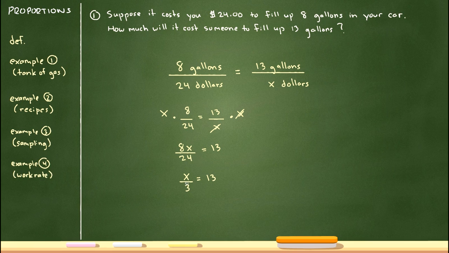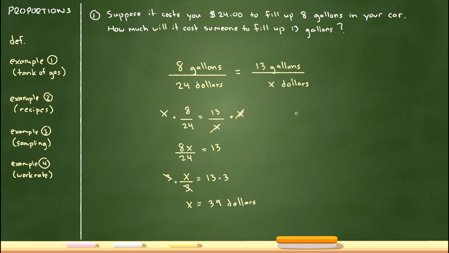So now we have this. We're trying to solve for x, so we need to get rid of the 3 here. So we would multiply by 3 on both sides. So we have x is equal to 39. And the units on there is dollars. And that's the answer we expected, right? Because if it's $24 to fill up 8 gallons, that's $3 per gallon. So we would expect 3 times 13 to get $39. Now this was one way to set up the proportion.